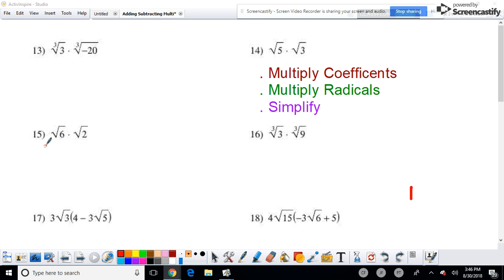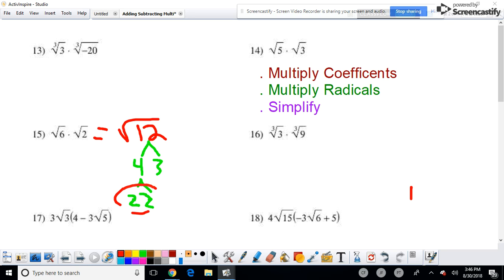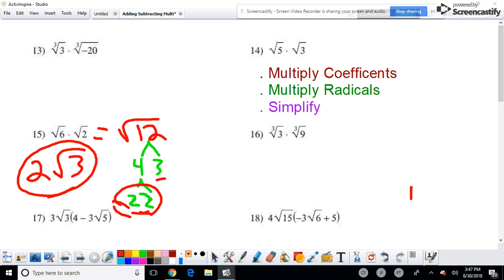Let's look at this one. So we have radical 6 times radical 2. Well, we're just going to go ahead and multiply those radicals, gives you radical 12. Now you got to simplify that. So this goes back to what we've done before. These are 2. Sorry about that. You know, my writing gets a little upside down. And this group becomes a coefficient that goes in the front, and the 3 is. So there we are. We have multiplied that one.